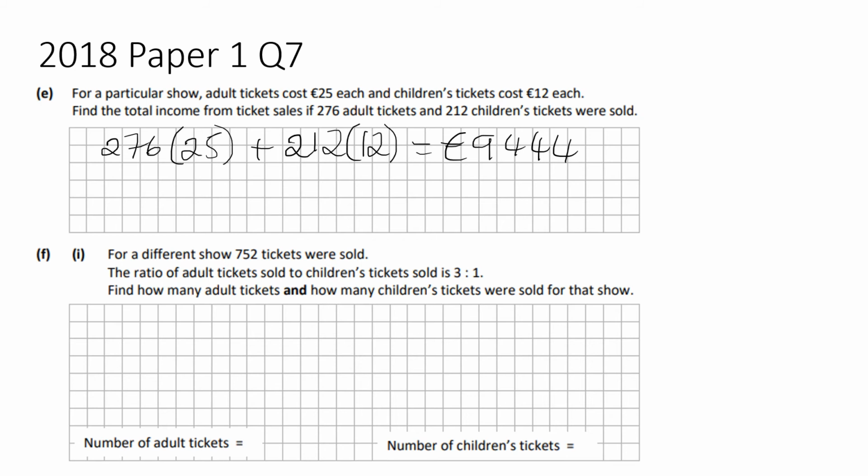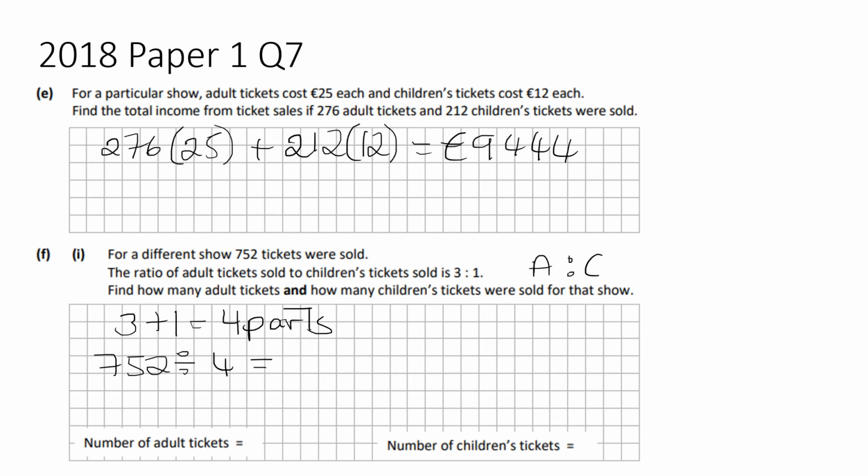For part 2 then, we are asked for a different show. 552 tickets were sold. The ratio of adult tickets sold to children tickets is 3:1. So that means adult to children. Find how many adult tickets and how many children tickets were sold in that show. What we need to do here is add up the amount of parts. So we add 3 and 1, so there are 4 parts altogether. And then we divide that into the 752 to see how many people each part is.